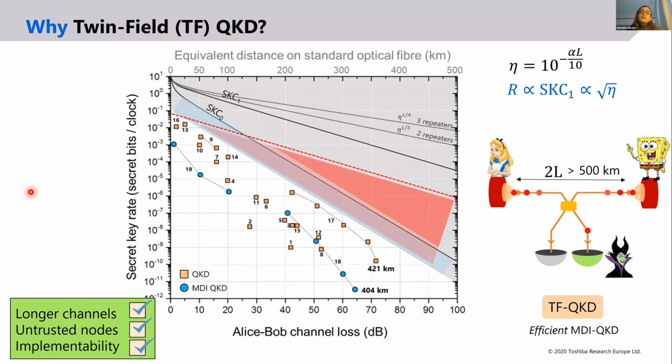So by implementing twin-field QKD, we should be able to populate this region here over the secret key capacity, but also this region below the secret key capacity, which we are not able to fill with MDI QKD because these are protocol-specific bounds that lie in this region here, because of the security analysis.